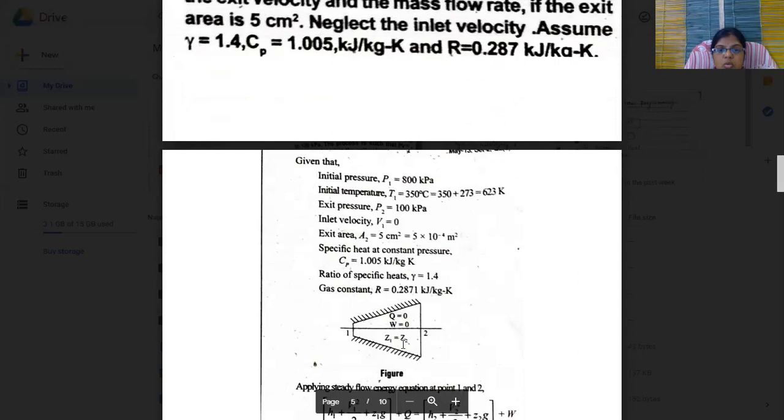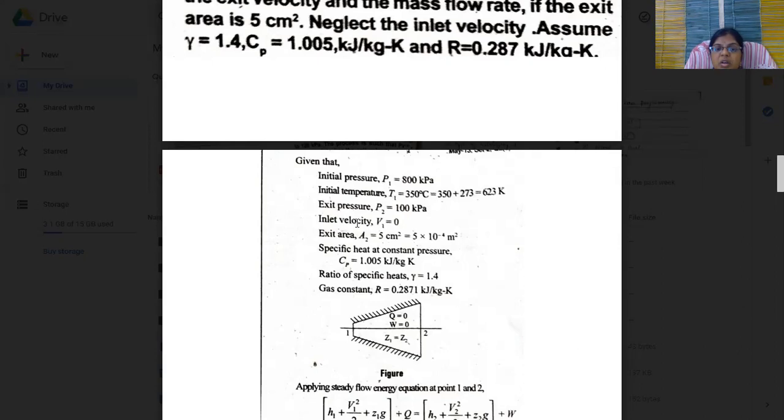Z1 is equal to Z2. Here, when the nozzle is given, Q is equal to 0, W is equal to 0, and the initial pressure at the inlet of the nozzle is P1 = 800 kilopascal. Initial temperature T1 is equal to 350 degrees centigrade. So we have to convert degree centigrade into Kelvin by adding 273. So 350 plus 273 is equal to 623 Kelvin, and exit pressure P2 is equal to 100 kilopascal.